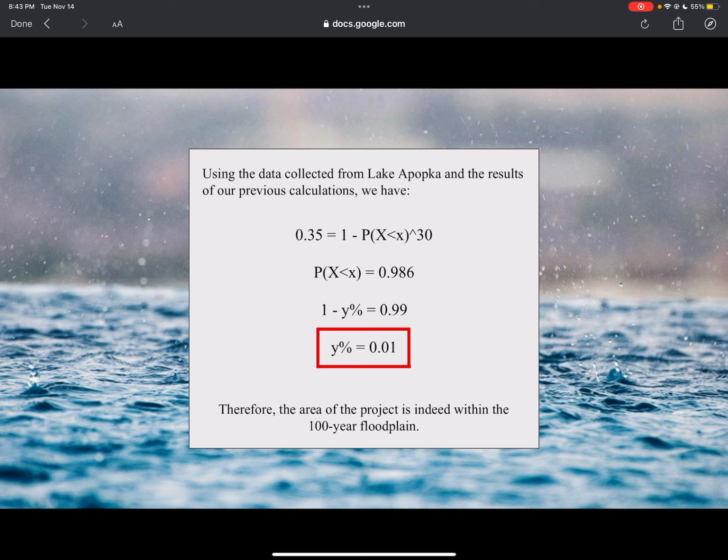Using the previously collected data from Lake Apopka and the results from our previous calculations, we see that the probability of occurrence is 0.986 and the percent yield is 0.01. Therefore, the area of the project is in fact within the 100-year floodplain, which means we are able to proceed with the project.